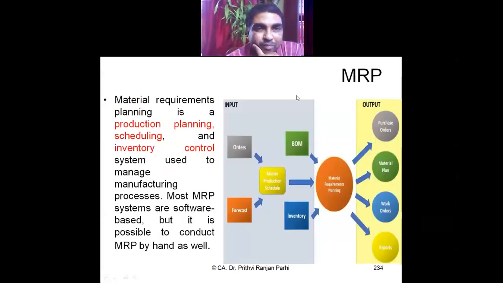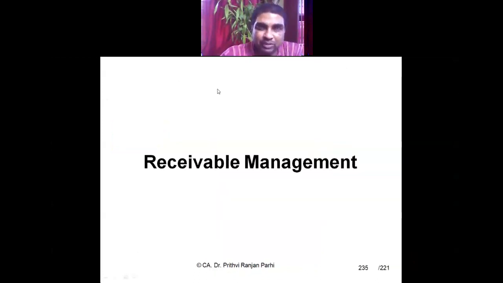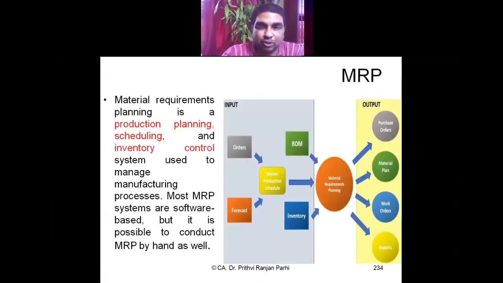Similarly, MRP or material requirement planning is one more concept. Here, aspects like ordering, forecasting, placing of purchase orders, material planning, work orders are various elements of MRP. So it involves production planning, production scheduling, inventory control. In toto, it is called material requirement planning. This will also help in reducing inventory cost. So with this, the inventory management part is over.